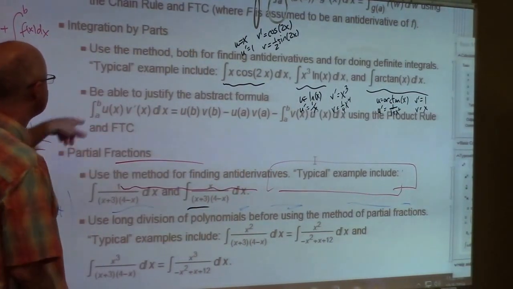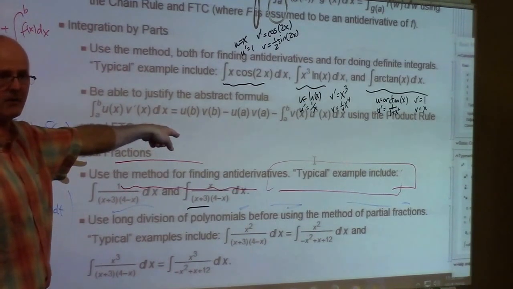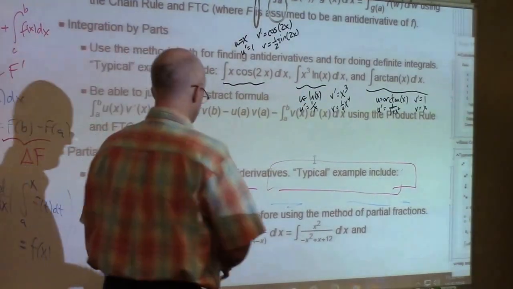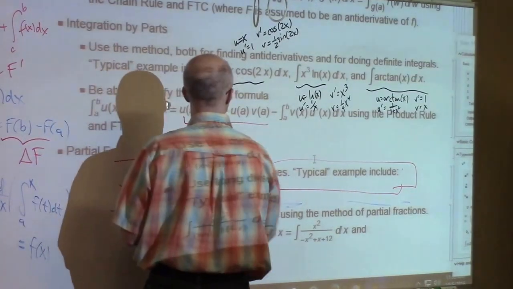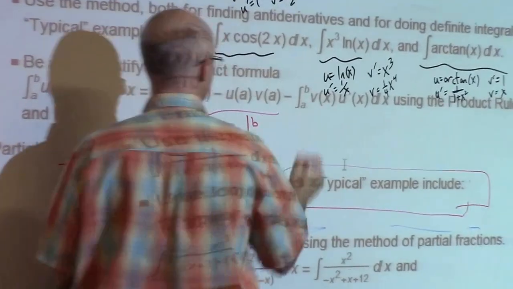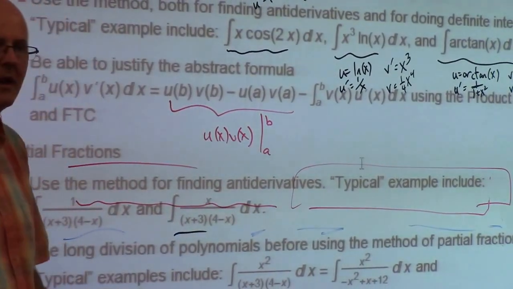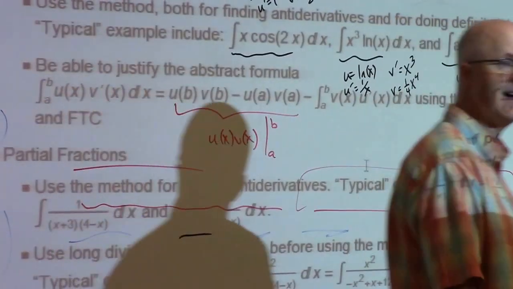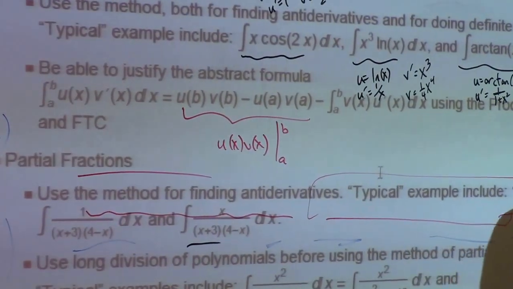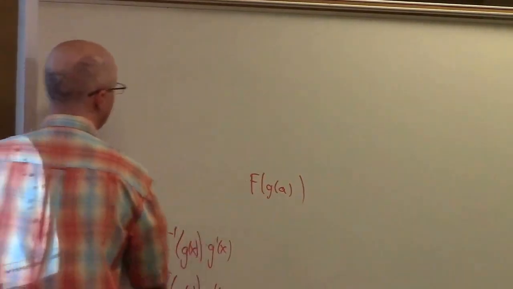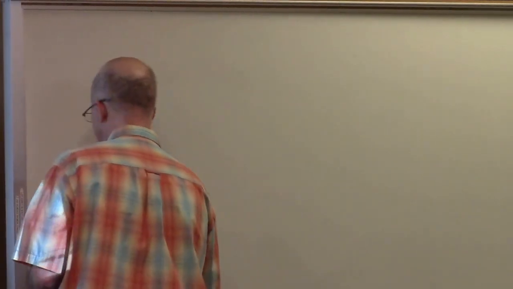Be able to justify this abstract formula. Actually, this is not one that I wrote down yet in class. By the way, right here, this could be written as u of x, v of x, evaluated from a to b. How do you justify that? It's the fundamental theorem of calculus again, as well as the product rule instead of the chain rule, and then some properties of integrals after that point.